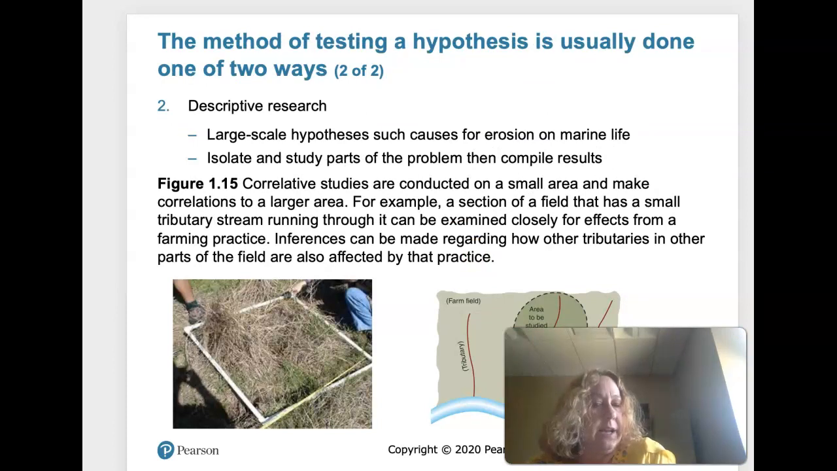Another way of testing a hypothesis is more descriptive research. So essentially, this is a large-scale hypothesis, such as my cause for erosion, or you're isolating part of the problem. So one of the things we do in plant science a lot is we get these PVC squares. You would go into a field and kind of randomly throw it down like a frisbee, and then you would count the number of plants in this area, or you would take a sample of biomass. Here they might be cutting all this grass and weighing it. And then you would take this 1 meter area and extrapolate that to the entire rest of the field.